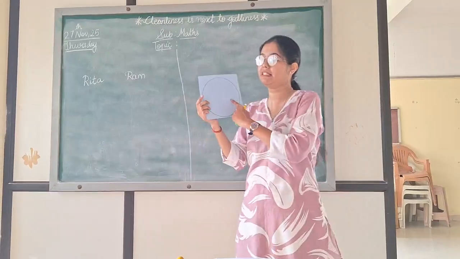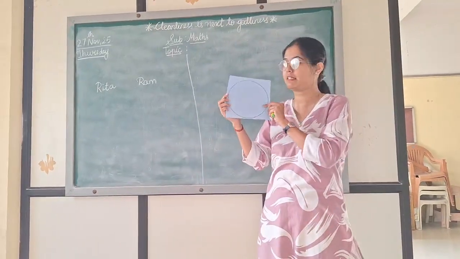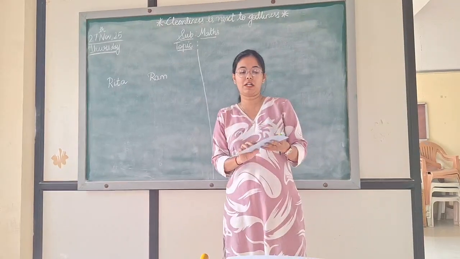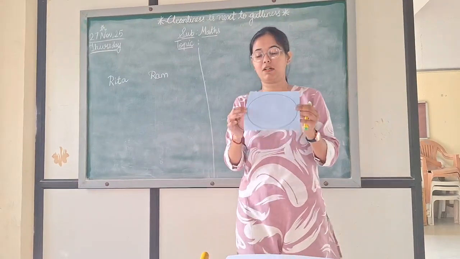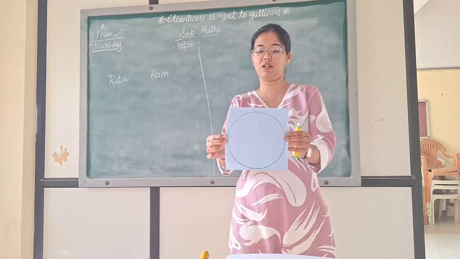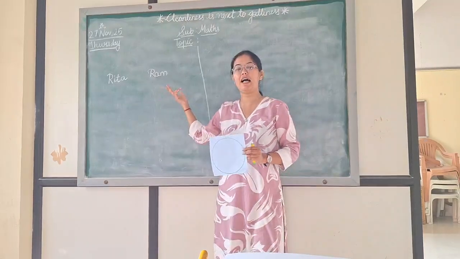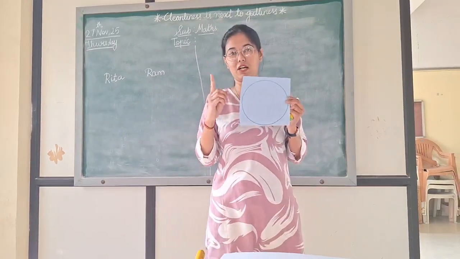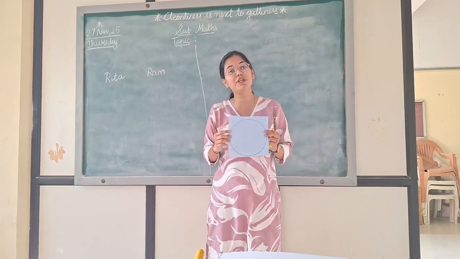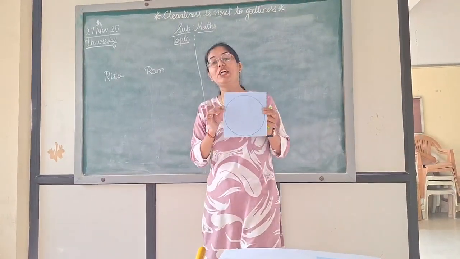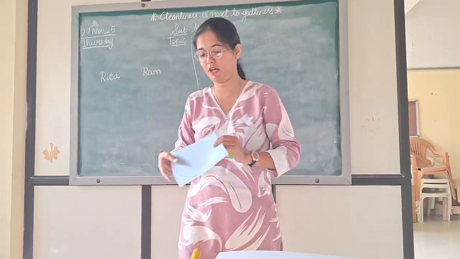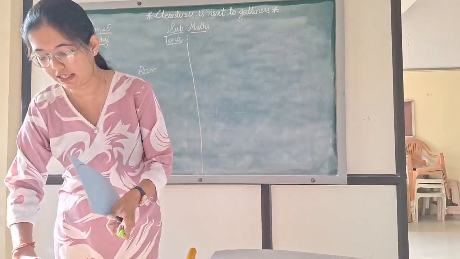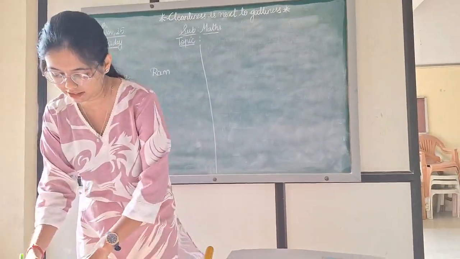What am I calling this? A whole. This is a whole portion of the cake. So now the mother gave the cake to the siblings Rita and Ram. But this was one whole cake. So the mother distributed this cake equally among them. So we will just draw a line on this cake.